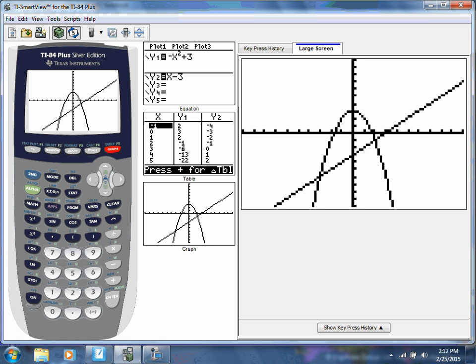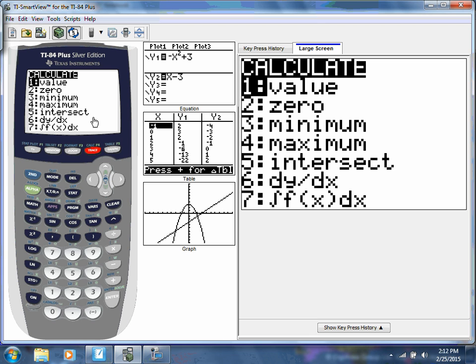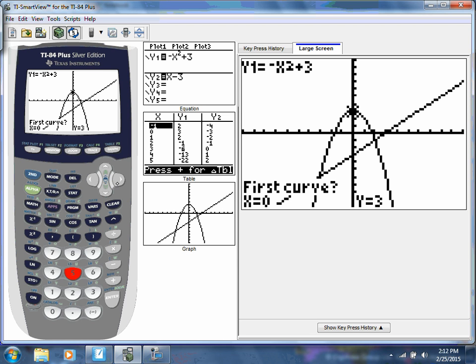So we're going to find the intersection. So you want to do second and then the trace button. And then we want to do option number 5, which is the intersection. Okay, now we have to use our arrow keys, so we have to arrow over. So we're a little bit closer to our first solution. And then we're going to hit enter and say, yeah, that's the first curve. Now, the first curve, when the calculator says that, it really means, is this your first equation? So you can just hit enter and say yes.